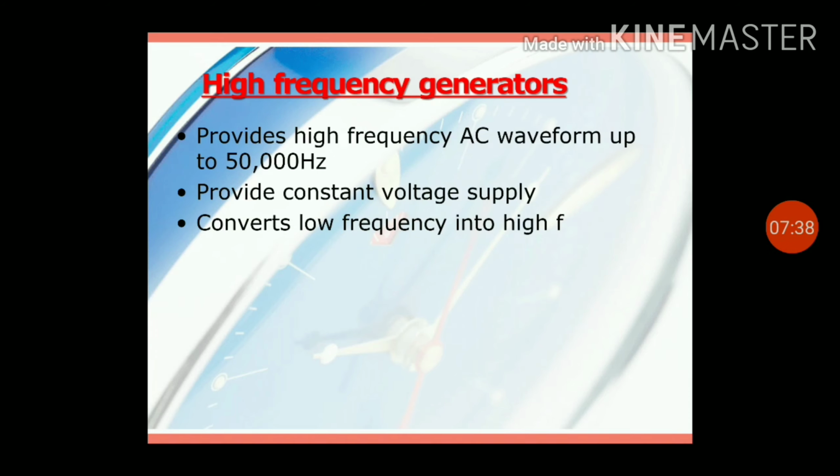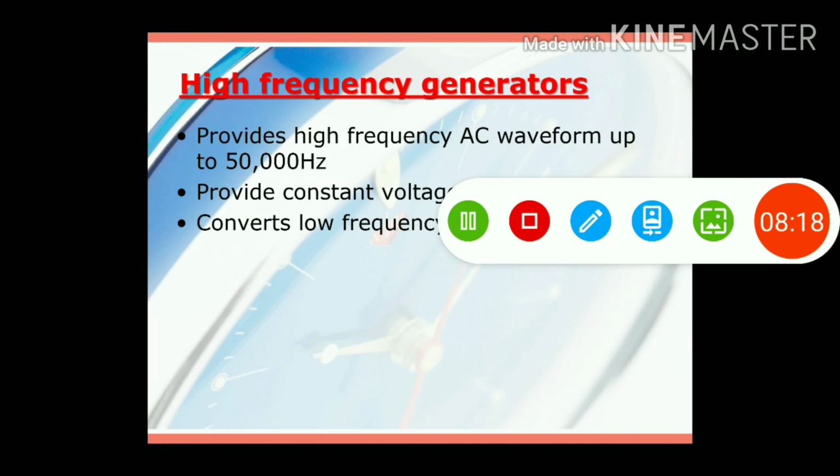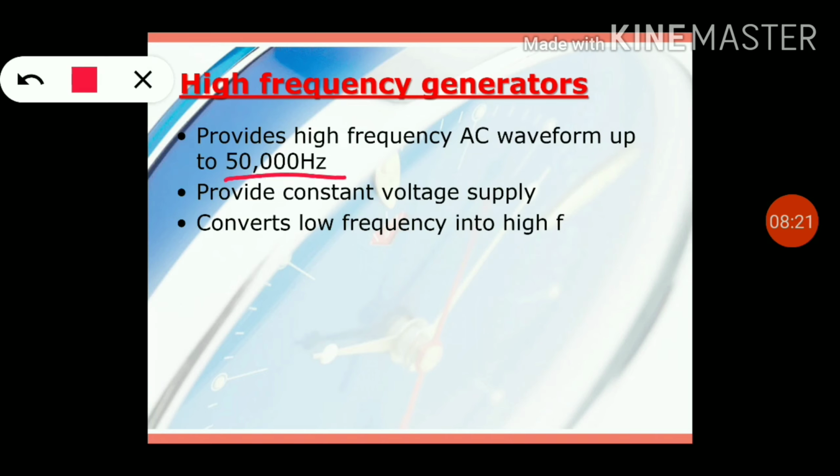A high frequency generator provides a high frequency AC waveform up to 50,000 Hz or 60,000 Hz. After rectification and smoothing, it will provide a constant voltage supply, and it converts low frequency into high frequency. The low voltage input waveform is converted into a high frequency waveform with high voltage output.